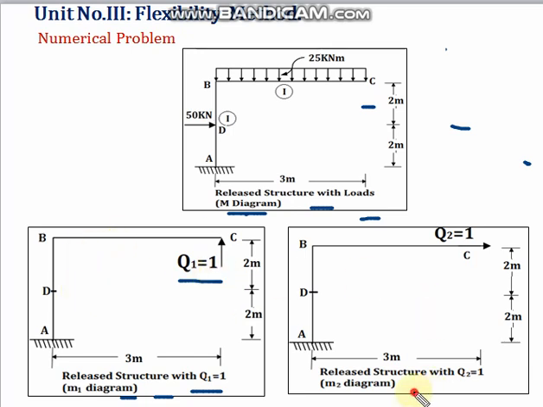Now second is the m2 diagram, release structure with Q2 equal to 1. Applying the unit force in the direction of redundant, Q2 is equal to 1, and there is no load on the structure. So these are the release structures: capital M diagram, small m1 diagram, and small m2 diagram.